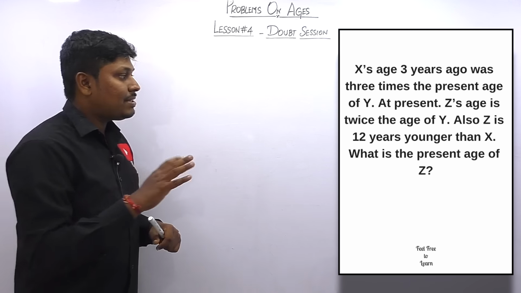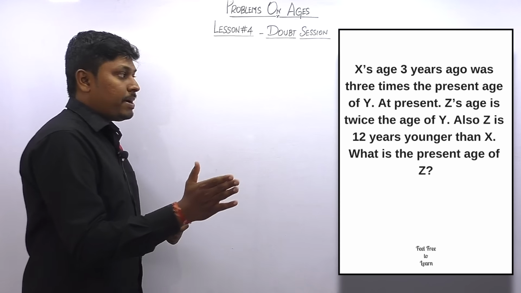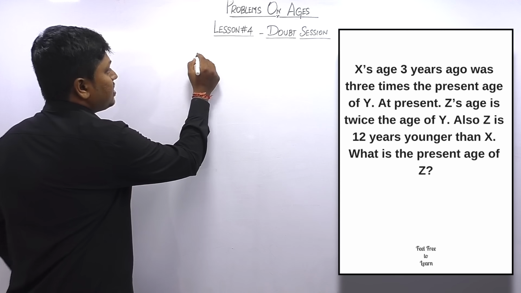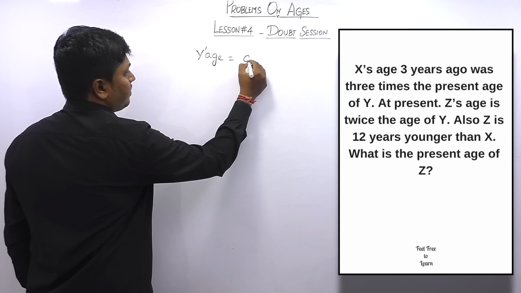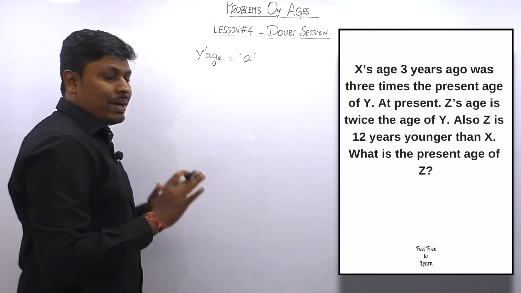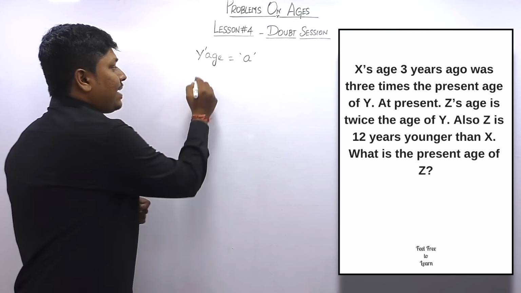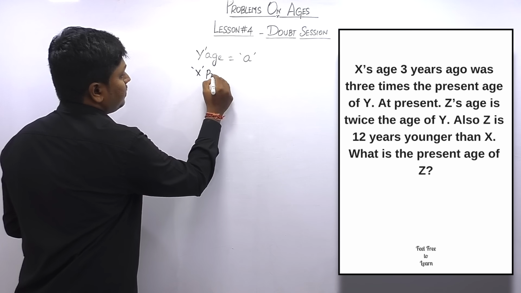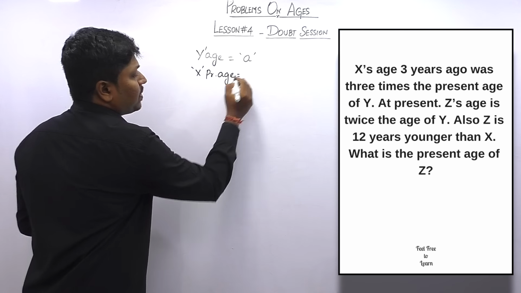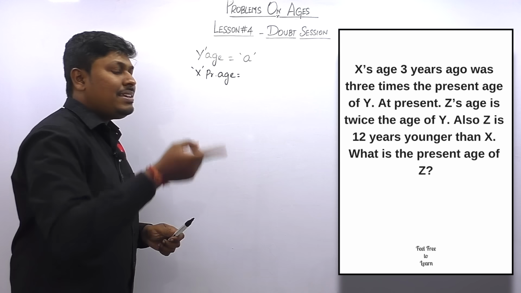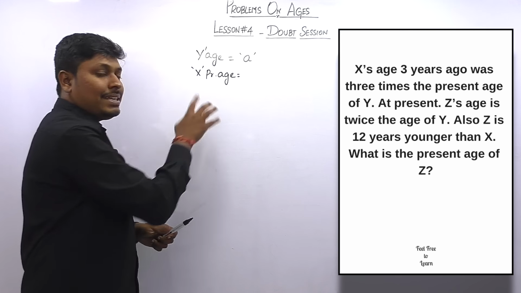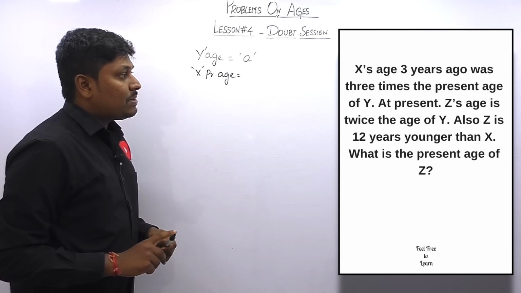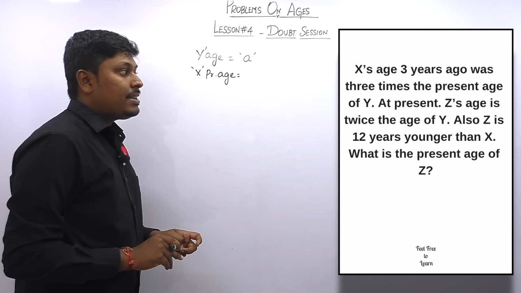Which I have taught you in lesson number 3 and every lesson in these problems on ages, right? So now let me do one thing. We can say where the X age is compared with Y. So the present age of Y, let me keep it as A. So Y present age is A. Then X present age. What they are saying is X age 3 years ago. So 3 years ago we need to subtract 3. Now we are calculating the present age, so plus 3, right?